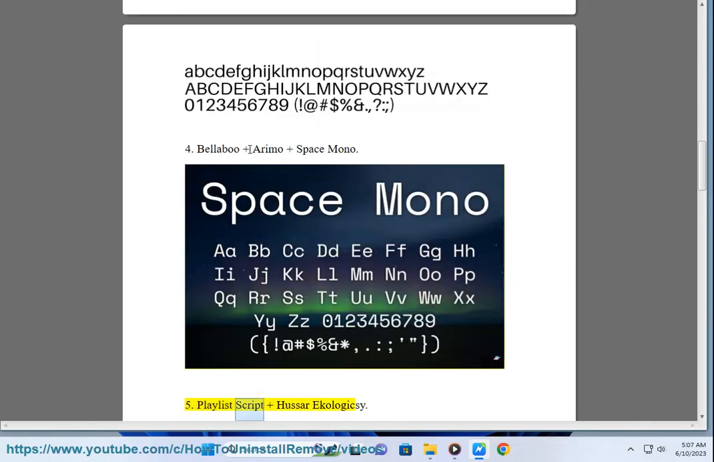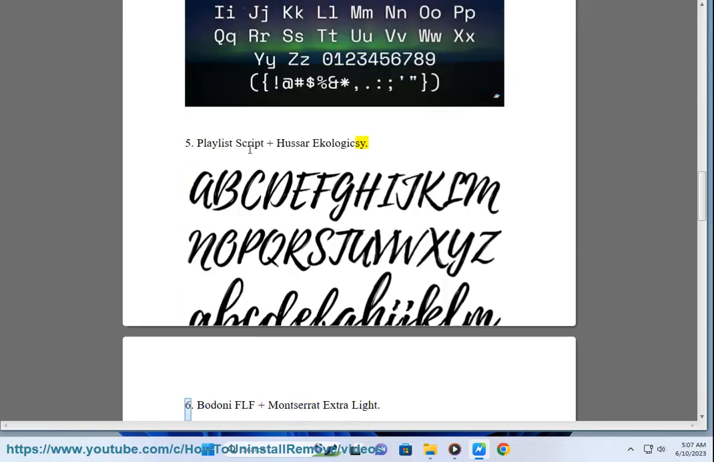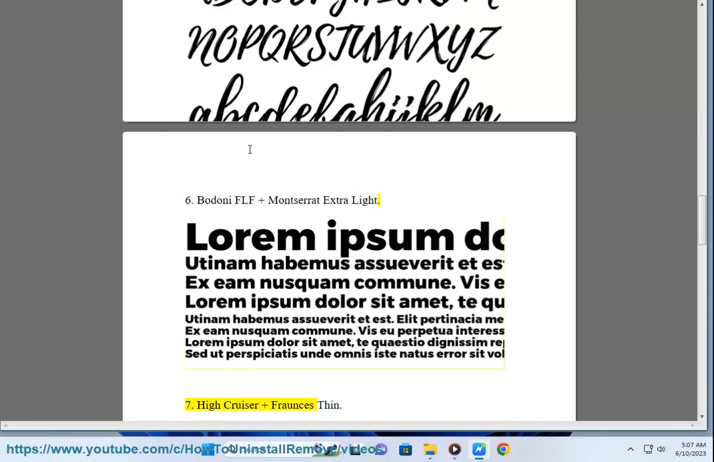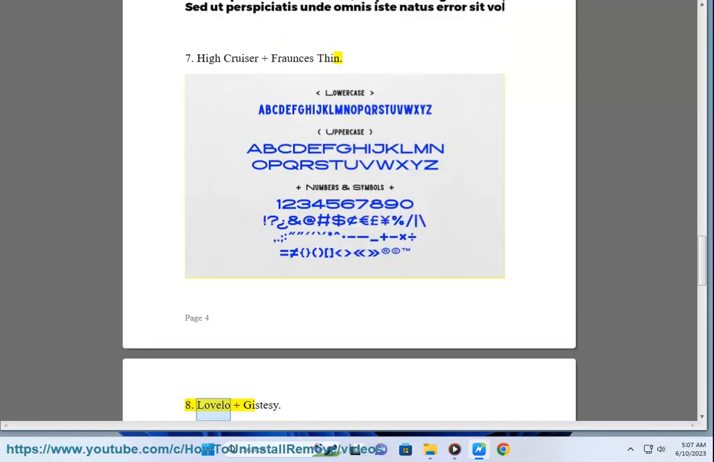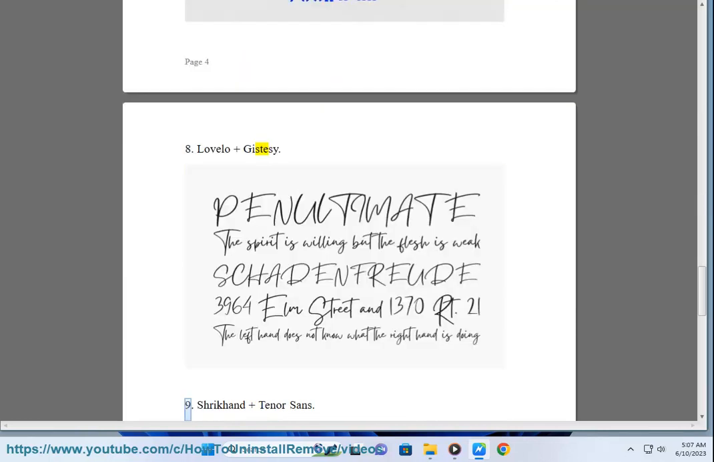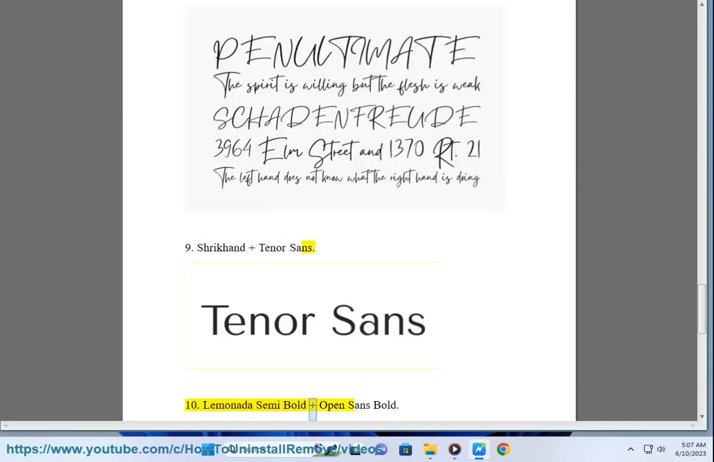5. Playlist Script plus Huzarico Logixi. 6. Bodoni FLF plus Montserrat Extra Light. 7. Hype. 8. Lublo plus Jissi. 9. Shrikant plus Tenor Sans. 10. Limonatus Mi Bold plus Open Sans Bold.